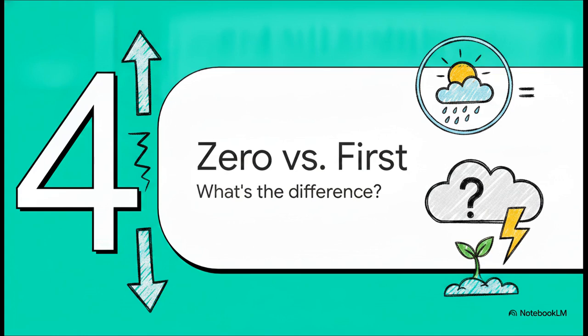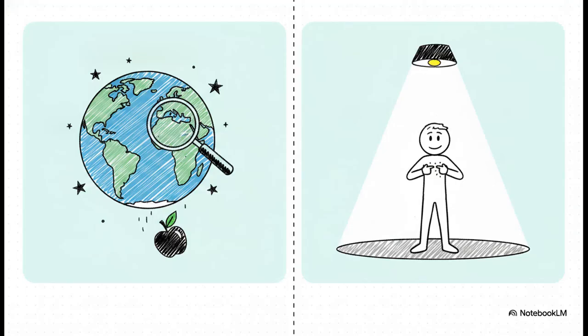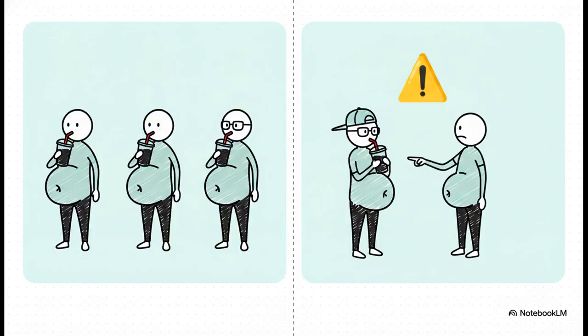Section 4. Zero versus first conditional. Okay, these two conditionals get confused all the time. The zero conditional is strictly for general facts that apply to the whole world, like scientific laws. The first conditional, on the other hand, puts the spotlight on a specific, real situation for a specific person right now.